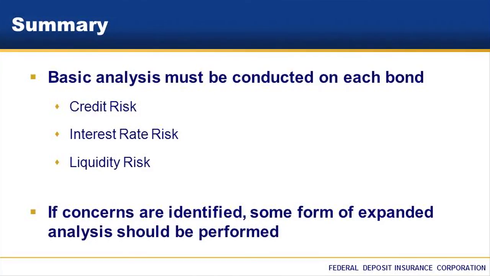The primary focus of ongoing monitoring of credit risk for individual bonds is an assessment of the obligor's financial condition. Interest rate and liquidity risks of each bond should be reviewed at the time of purchase, while ongoing monitoring of these risks is captured within the bank's routine interest rate risk and liquidity reports. If concerns are identified prior to purchase or during the ongoing monitoring, some form of expanded review should be performed. The Expanded Analysis module provides additional information on this review.